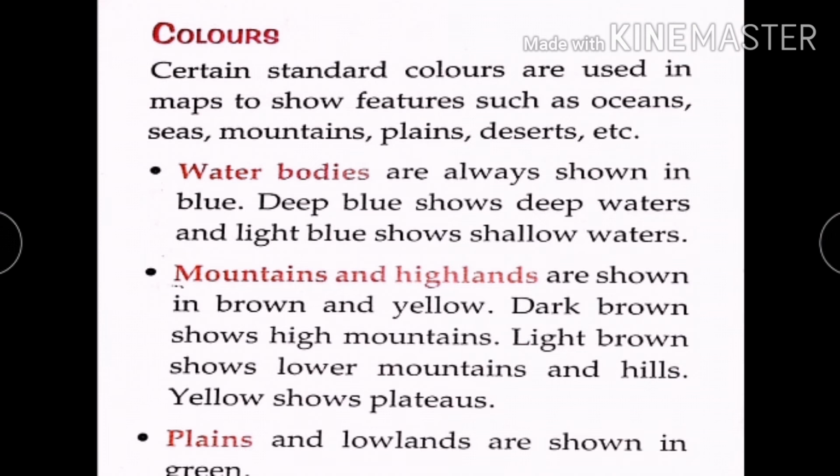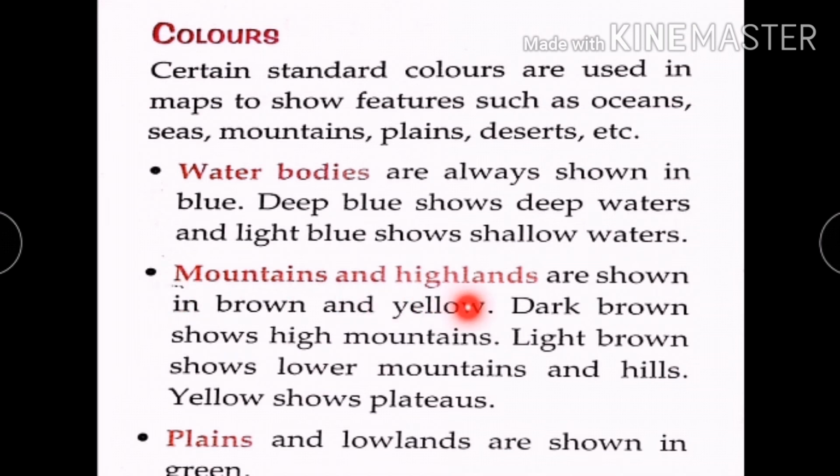Colors. Certain standard colors are used in maps to show features such as oceans, seas, mountains, plains, deserts, etc. Water bodies are always shown in blue. Deep blue shows deep waters and light blue shows shallow waters.